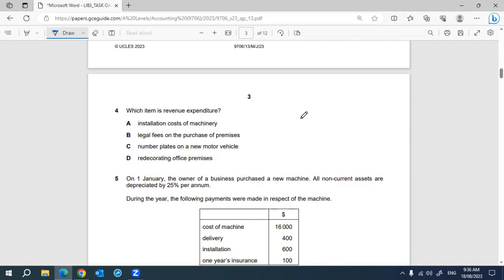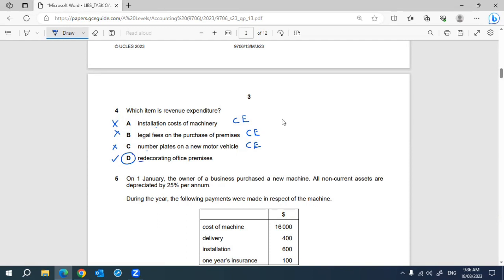Next, which item is revenue expenditure? Okay. The first option is a capital expenditure because of the word installation. The second option is also capital expenditure. So these are not the answers. Third option, number plates. When you buy a number plate on a new motor vehicle, that is capital expenditure as well. Okay, so the correct answer should be redecorating.